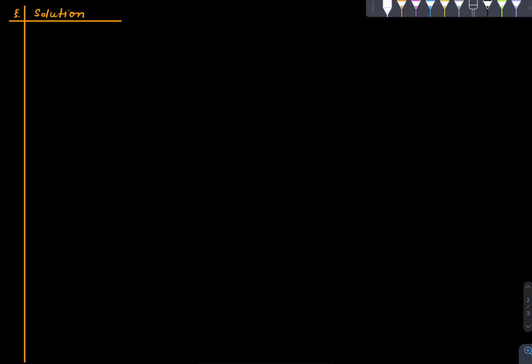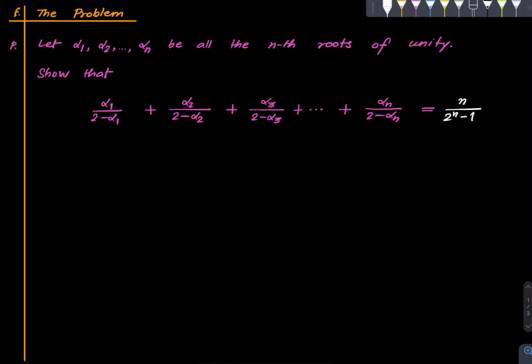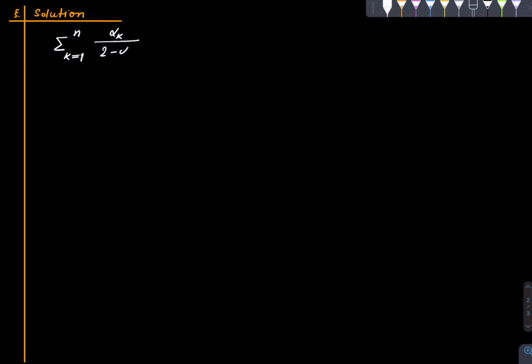All right, so the expression that we are looking to find the value of is this: the sum over k equals 1 to n of alpha k divided by 2 minus alpha k. This is the expression we want to evaluate, but we will think of it like this: the sum over k equals 1 to n of 1 by (2 by alpha k minus 1). All we did was divide by alpha k in the numerator and denominator, which is legitimate because alpha k is non-zero, it's a root of unity.